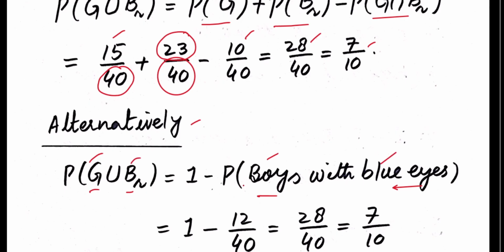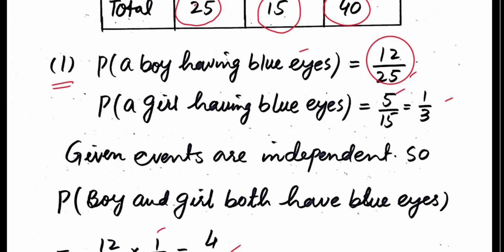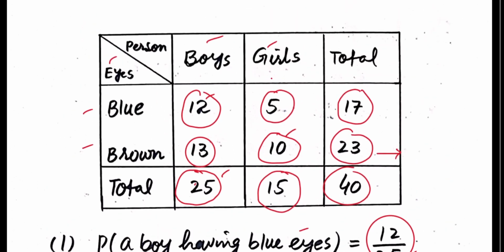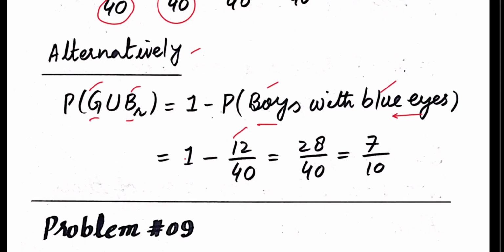So if we find the probability of boys with blue eyes, there are 12 boys with blue eyes. From the table you can see this number. This is 12 boys with blue eyes. Now subtracting 12 over 40 from 1 gives the same 28 by 40, 7 by 10. So the alternative method is very interesting.